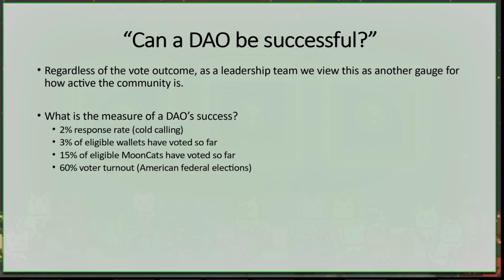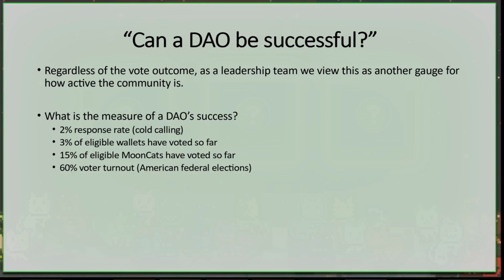And we also want people to understand when we ask questions like, what is the measure of a DAO's success? We sort of have these two outlying percentages in mind, which is 2% is the response rate for cold calling. 60% is the voter turnout in a typical American federal election. And how does that compare to the accessories vote that is going on right now?